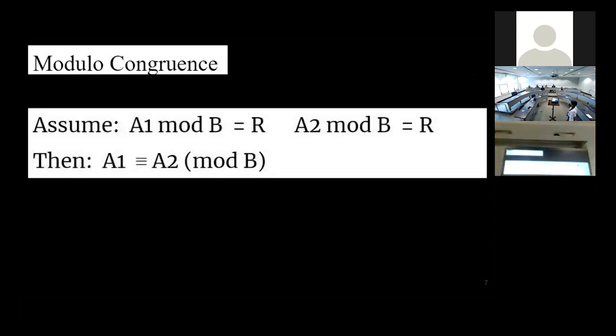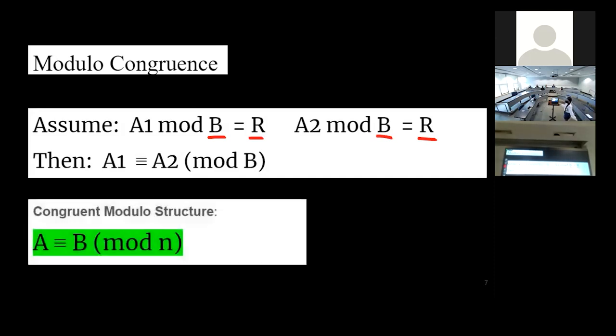Then there's modular congruence. Let's assume that these are two operations: A1 mod B with remainder R, and A2 mod B with remainder R. Let's say that the two B's have the exact same number and the two R's have the exact same number too. From that, we can assume that A1 and A2 are congruent to one another in mod B. It would be set up like this: A is congruent to B in mod N.